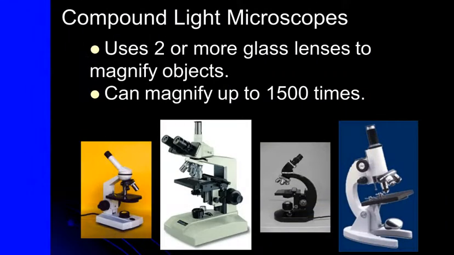So first of all, there are different kinds of microscopes, and the kind of microscope that we are going to use in class is called a compound light microscope. This type of microscope uses multiple glass lenses to magnify our objects. And usually our magnification can go anywhere from 1,000 to 1,500 times with a compound light microscope.